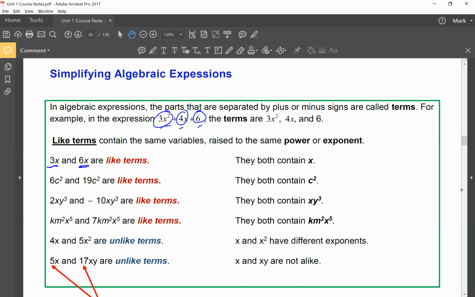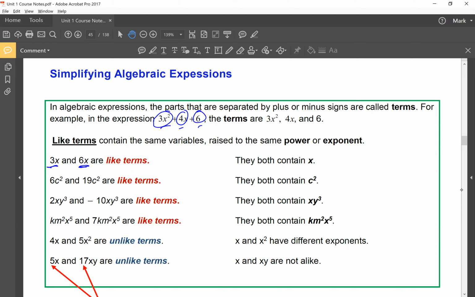X is just a representation of a thing. X could be anything. X could be Land Cruisers. X could be apples in your refrigerator. X could be toes on your feet. It doesn't matter. So when I say 3x and 6x, I'm saying like 3 apples and 6 apples. The numbers don't matter. The terms are comparable. Now, if I said 3x and 6y, that's like saying 3 apples and 6 oranges. They're not comparable. They're not the same thing.